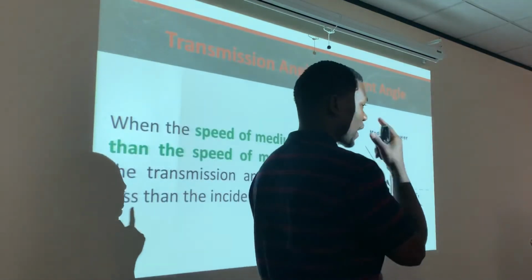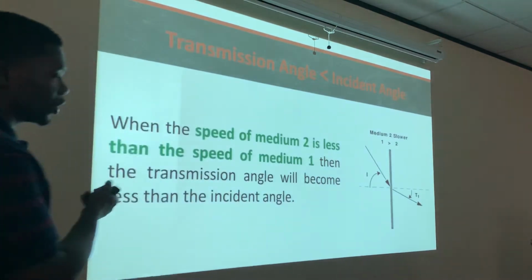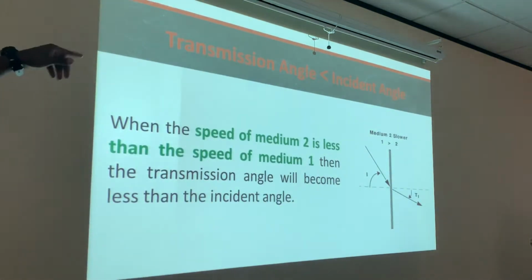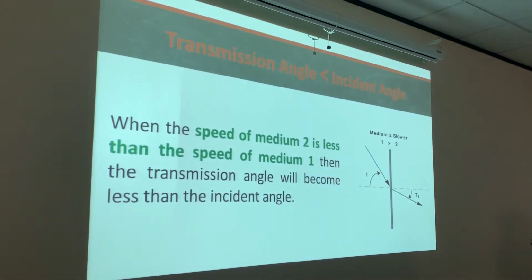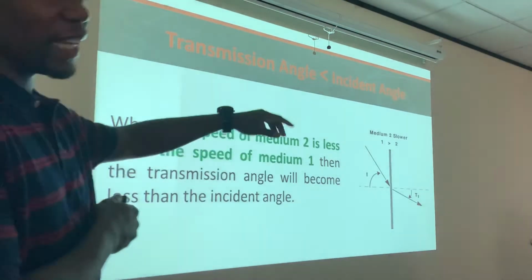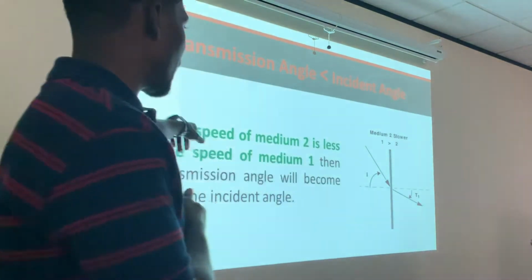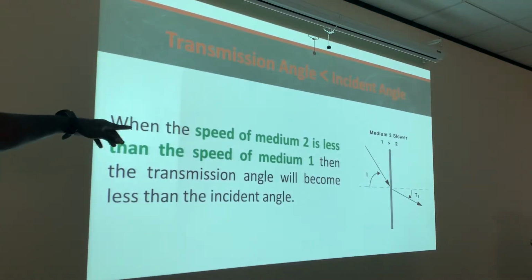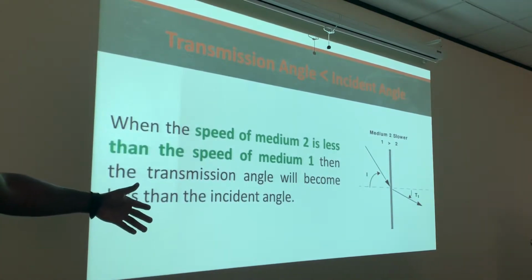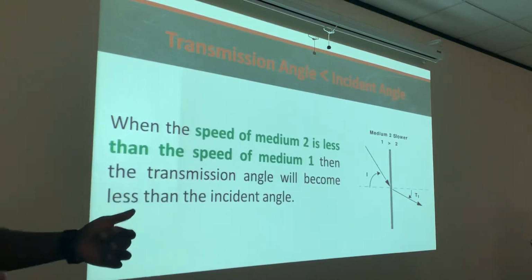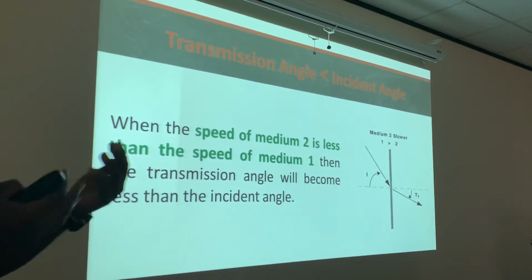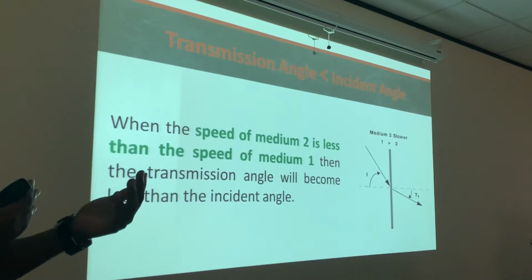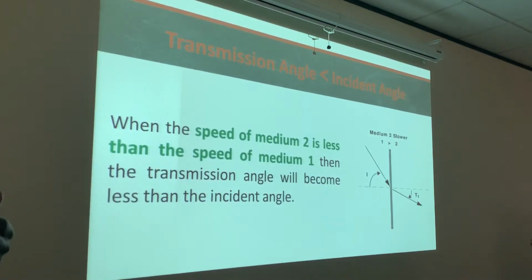Just the opposite way, guys. When the transmission angle is less than, guys, please know those signs, less than and greater than, please. When the transmission angle is less than the incident angle, that's because the speed of medium 2 is less than the speed of medium 1. Just the same principle I'm telling you guys. Whichever medium is traveling the fastest will create the greater angle.